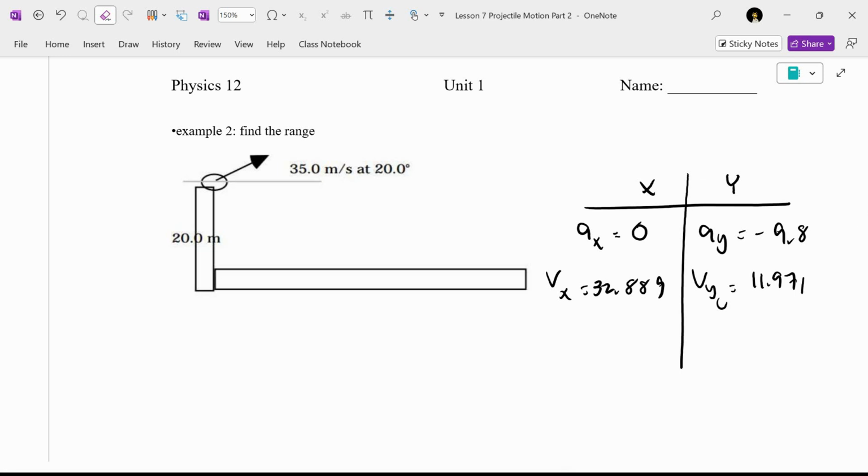What else is the question given me that I haven't used yet, Raghav? Oh, height. That sounded vertical to me, yes? They tell me that's a dy. What am I going to write? dy equals negative 20.